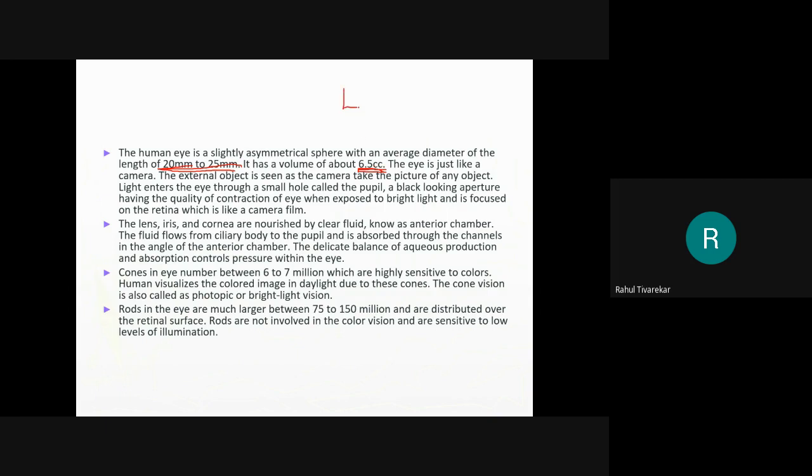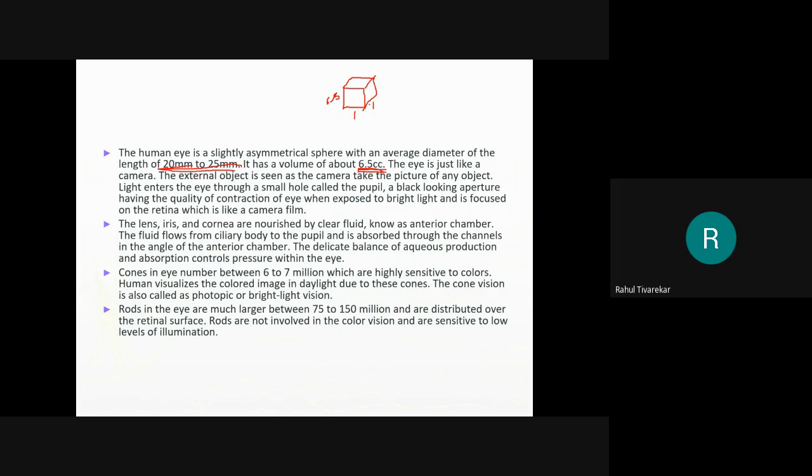It's like if it is a box, then that box having 1 centimeter breadth, 1 centimeter width, and 6.5 centimeter height.